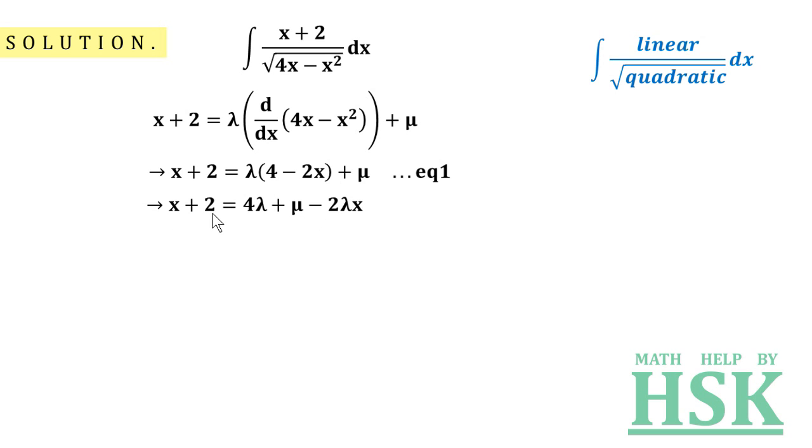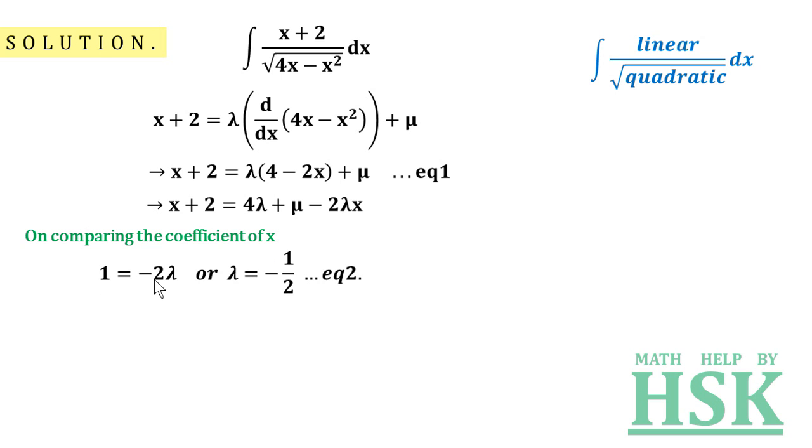On the left hand side, the term of x has coefficient 1, and the coefficient of x in the right hand side is equal to minus 2 lambda. So on comparing the coefficient of x, I can write 1 is equal to minus 2 lambda, or lambda is equal to minus 1 by 2. I can mark this as equation number 2. Similarly, the constant term on the left hand side is 2 and on the right hand side is 4 lambda plus mu. On comparing them, I get this as equation number 3.